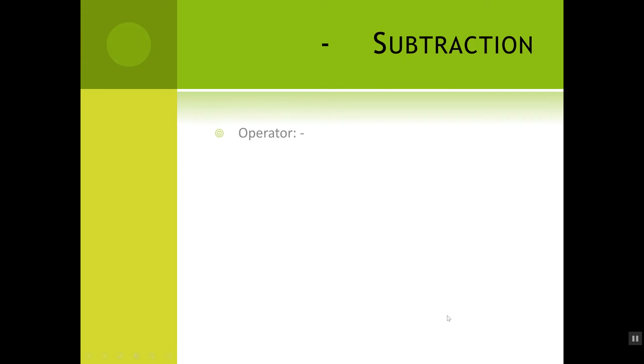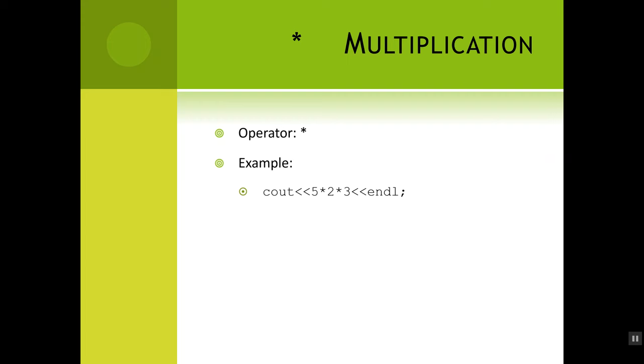Subtraction also acts just like you'd expect. So if I write 1.5 minus 3, guess what? I get negative 1.5. Not that mind-blowing at all. It does exactly what you think it would. Multiplication, the asterisk, works exactly like you expect. So 5 times 2 times 3, print that out. I'm going to get 30, just like I think I should.